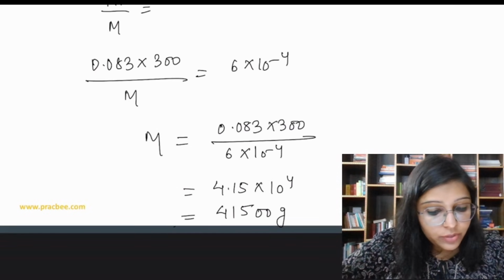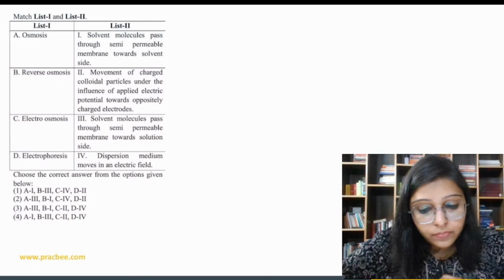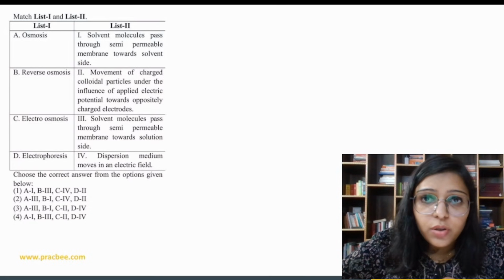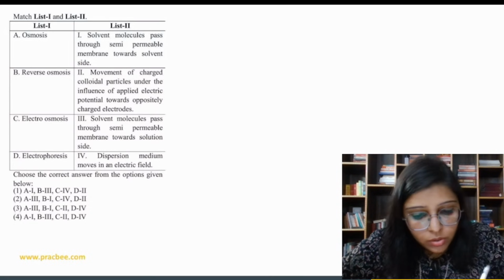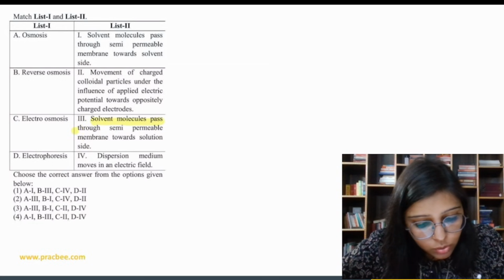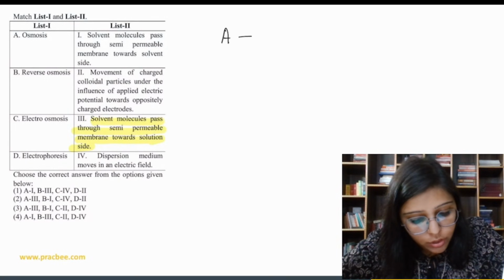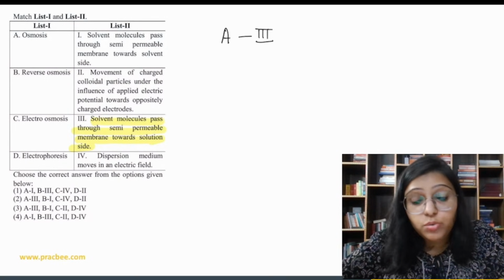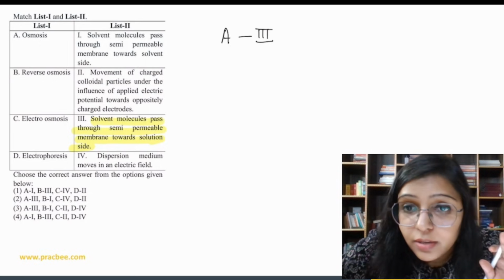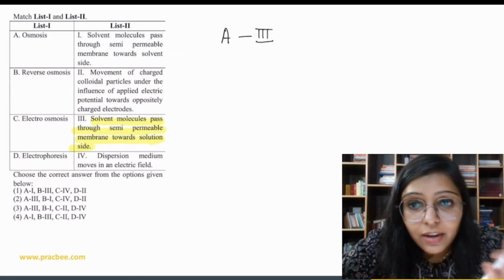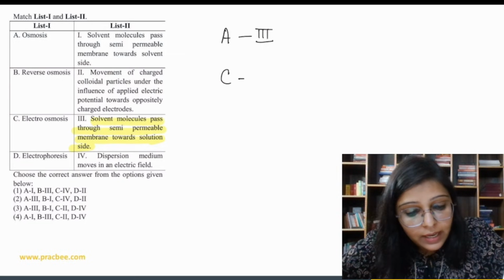Now let's do the next question. The next question is a theoretical question. Osmosis. What is osmosis? Solvent molecules flow from solvent side to solution side. So solvent molecules pass through a semi-permeable membrane towards the solution side. This is true. A can be matched with option number third. So we have only two options with respect to that, second and third. So let's find out the difference. So C is different. Now let's find out what is C.